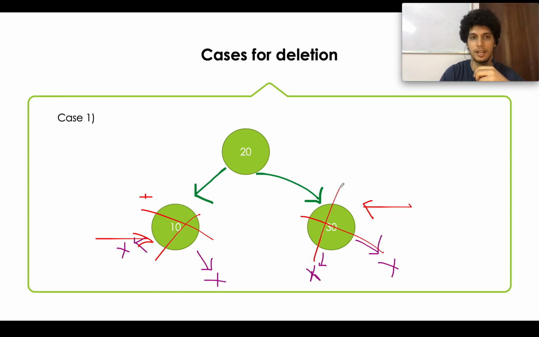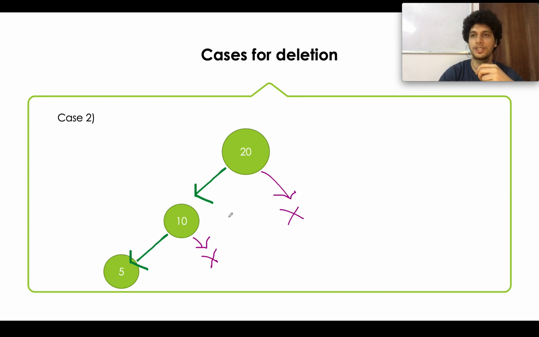Moving on to the next case, suppose in the question you are told to delete 10, which has its left child, but its right child is null. So how will you go about it? If you want to delete 10 in this tree, first of all you'll search the node in the tree, and once you have reached here, you will make sure that this pointer gets updated to something like this.